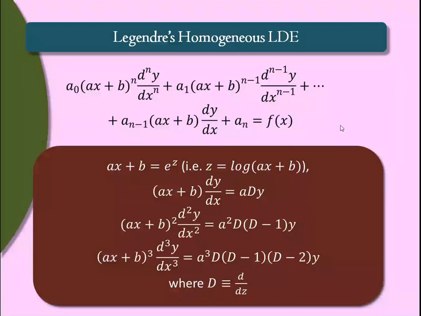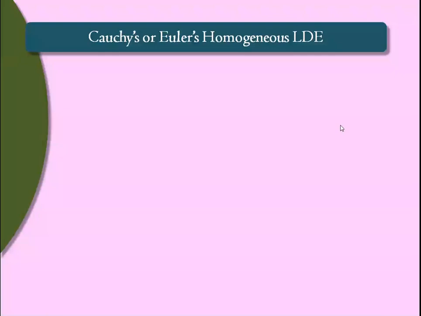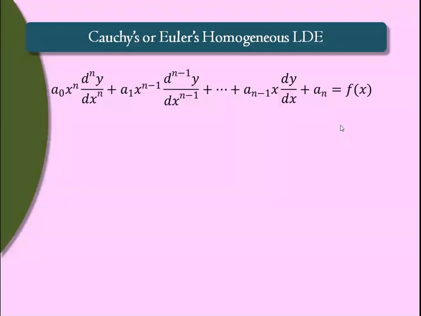Similar to this, we have one more type, called Cauchy's or Euler's homogeneous linear differential equation. Now, what is this Cauchy or Euler's equation? The equation in this form: a naught x raised to n d raised to n y by dx raised to n, plus a1 x raised to n minus 1 d raised to n minus 1 y by dx raised to n minus 1, and so on, plus a(n minus 1) x dy by dx, plus an y is equal to f of x. This equation is called Cauchy's or Euler's homogeneous equation.